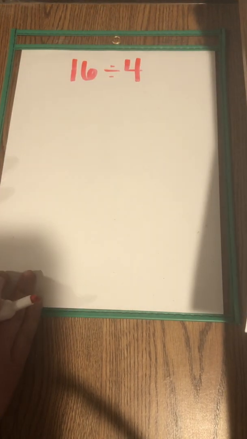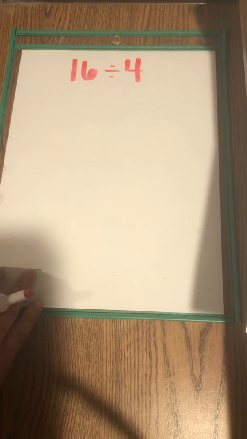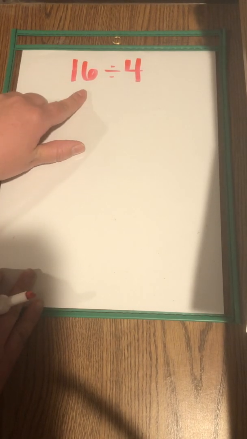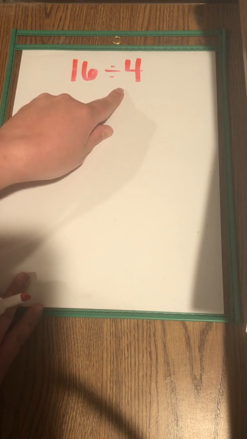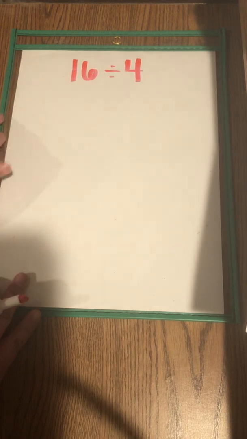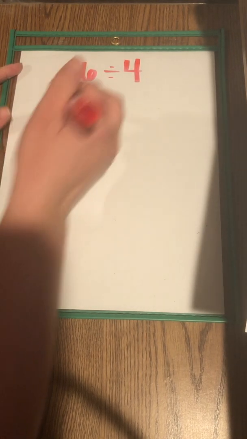Okay, I'm going to do 16 divided by 4. So that means I have 16 cookies and I'm evenly distributing them to 4 plates. So how many circles am I going to make? I'm going to make 4.